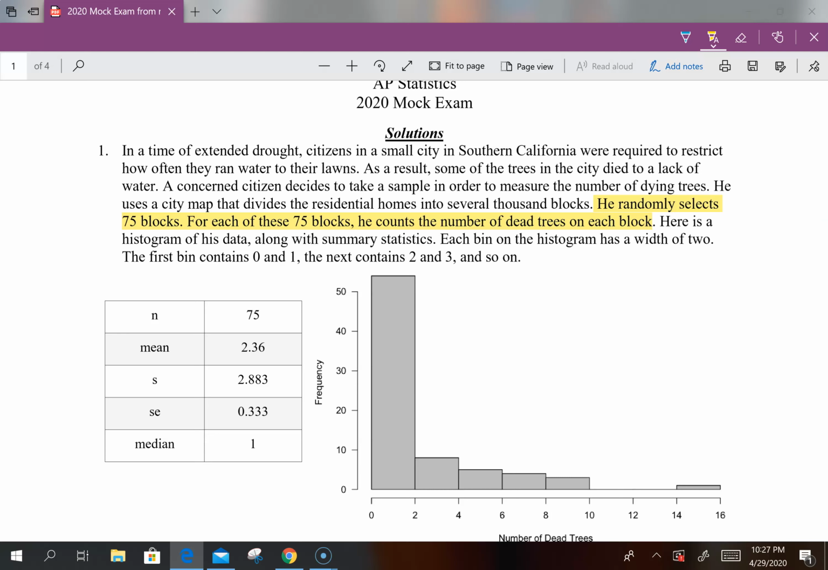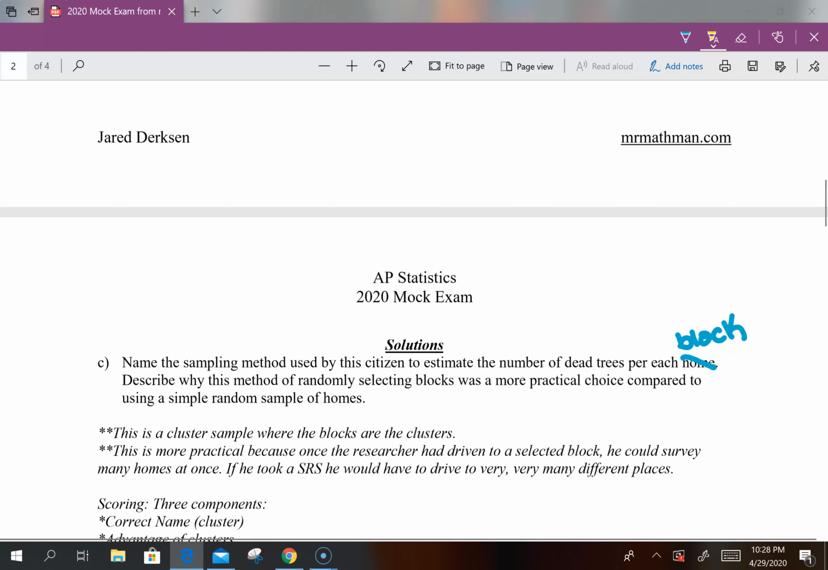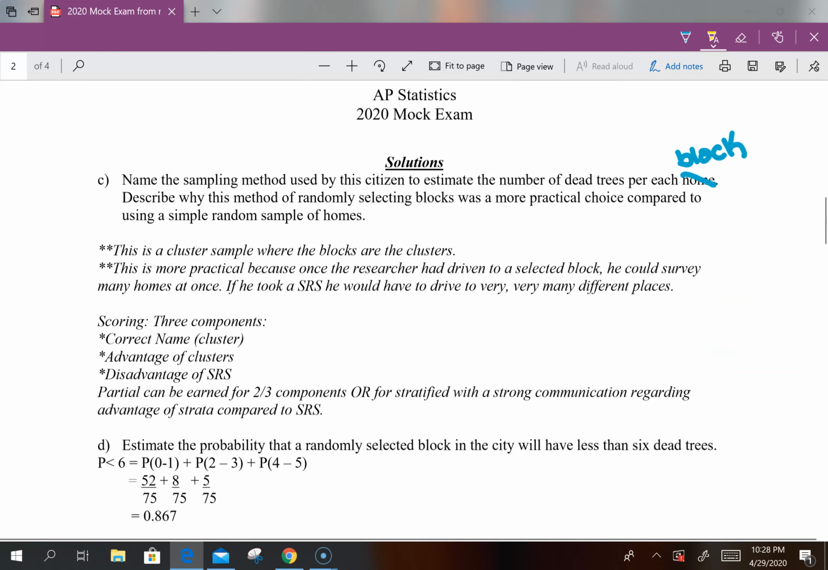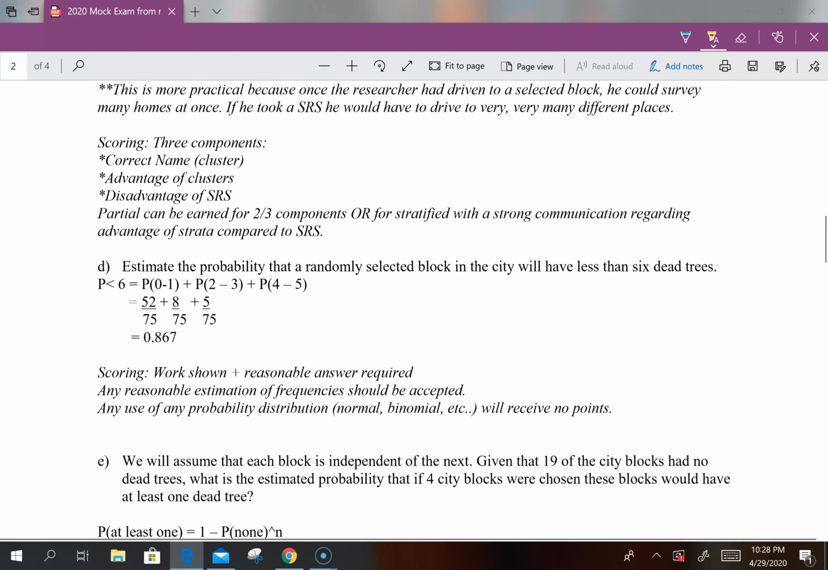All right, so we're talking about a cluster sample, and then the second part of that question says, what's the advantage versus disadvantage? All right, so for the advantage for this, it's going to be easier. It's convenient. He can look at one block and get all of the trees. If he did an SRS, he would have to look at one tree all over the place, and that's just not convenient. All right, so if you had all 3 of those, you would get your full credit.